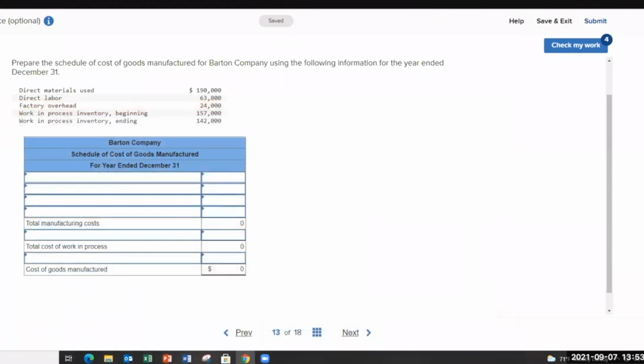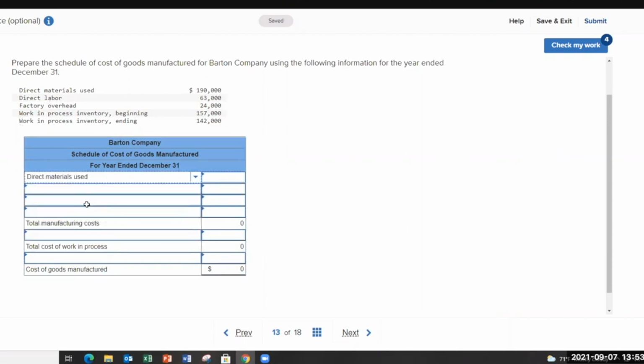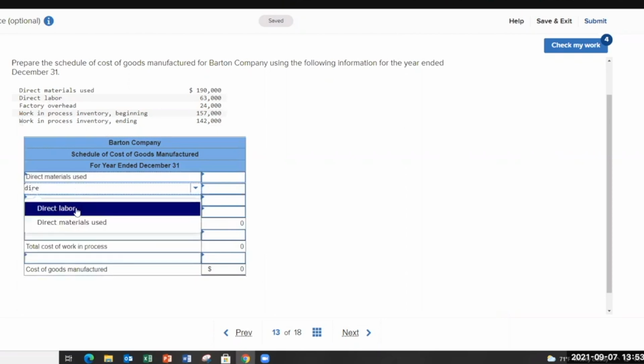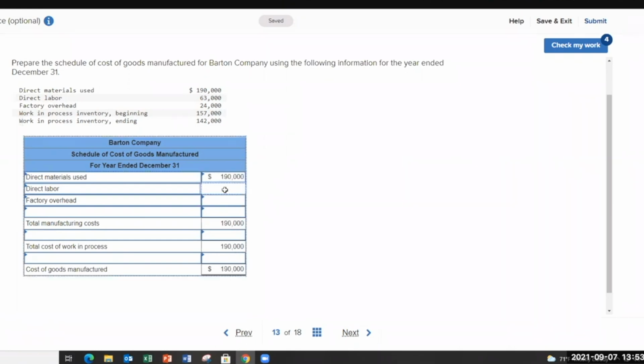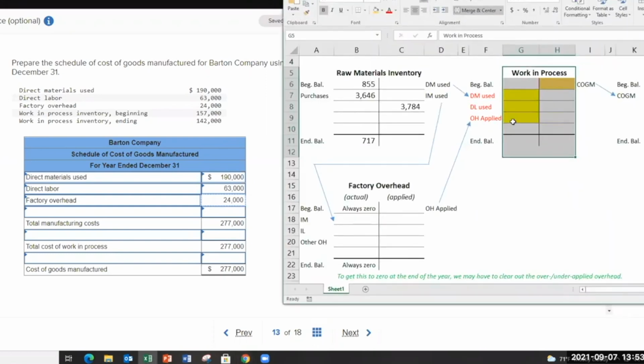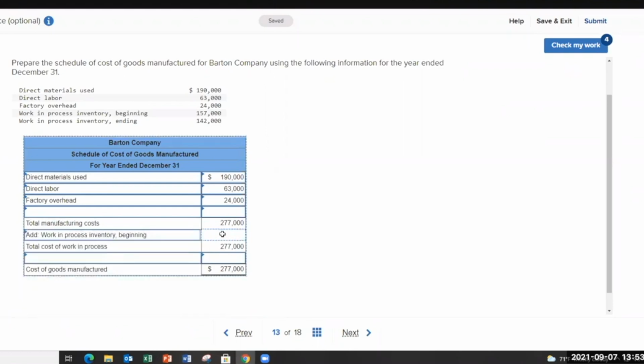What is total manufacturing costs? It's always going to be direct materials used, then direct labor, and then factory overhead. Those three things make up total manufacturing costs. And they're given to us: 190, 63, and 24. So our total manufacturing cost is 277. See, refer back to this. Then we're going to add our beginning balance, work in process beginning, which they give you, 157.